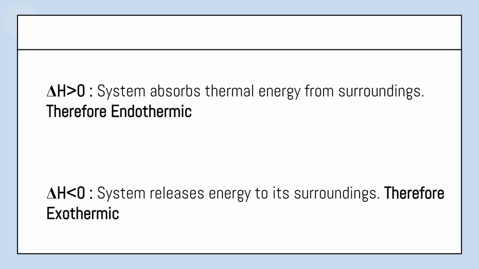When the change in enthalpy is greater than 0, so when it is a positive number, the system absorbs thermal energy from its surroundings. This means that an endothermic reaction occurs. When the change of enthalpy is less than 0, so a negative number, the system releases energy to its surroundings. Therefore, an exothermic reaction occurs.